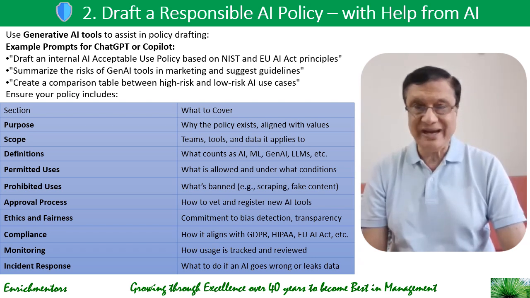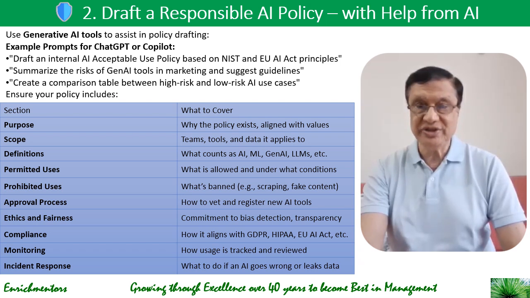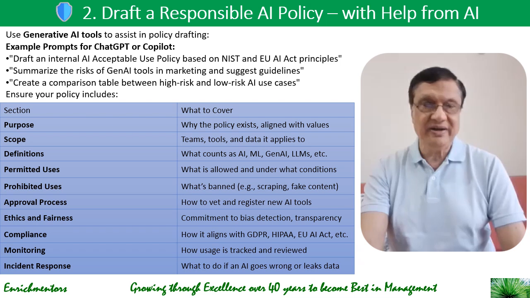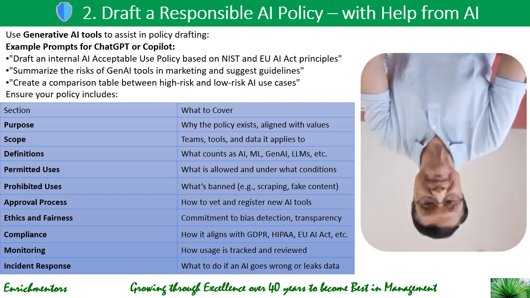Prohibited uses: what is banned, like scraping, fake content. The approval process: how to vet and register new AI tools. Ethics and fairness: commitment to bias detection, transparency. You need to have a section on compliance where you talk about how it aligns with GDPR, HIPAA, EU AI Act, etc. And a section on monitoring where you talk about how usage is tracked and reviewed. And finally, incident response, where you specify what to do if an AI goes wrong or leaks data. So, like this, you need to draft a responsible AI policy with the help from AI.